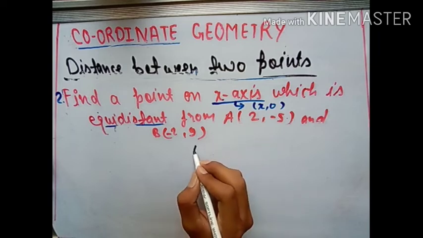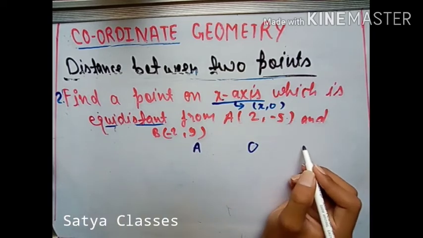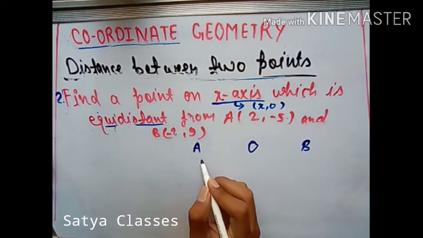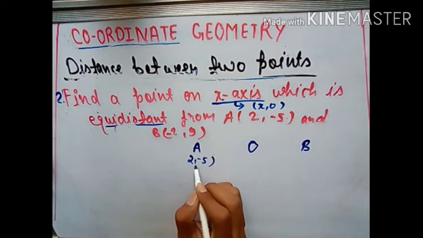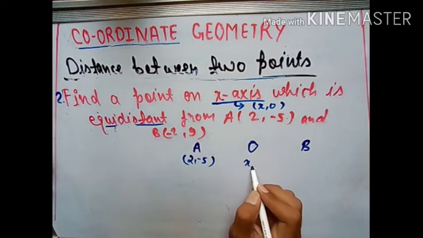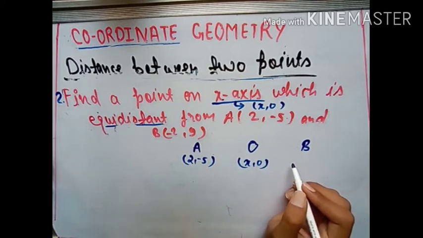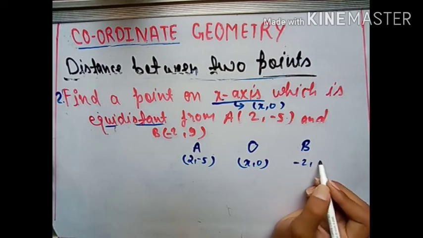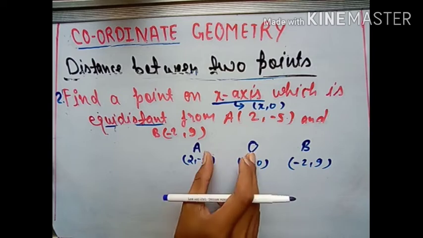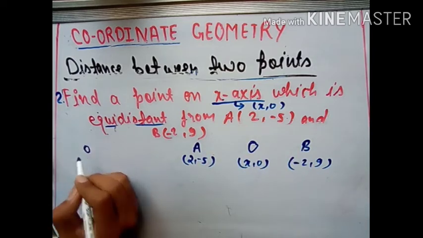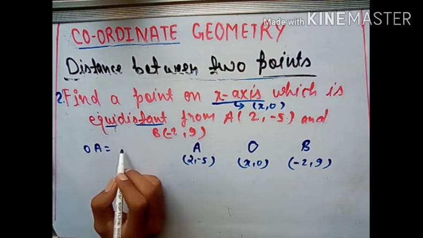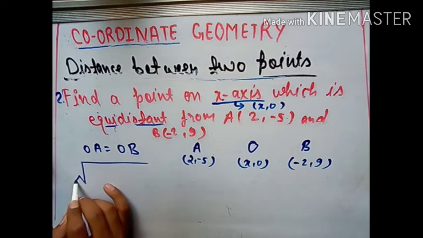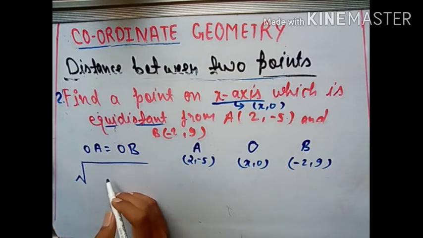The question: A, this point in between, and B. So A point is what? 2 comma minus 5. B point is what? X comma 0. Sorry, this is O point, and B point is minus 2 comma 9. Now look, OA is equal to OB. You have to write it as OA is equal to OB. You have to apply the distance formula 2 times for getting the desired result.